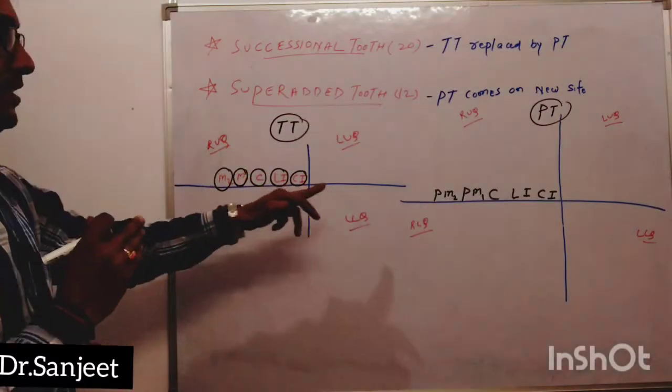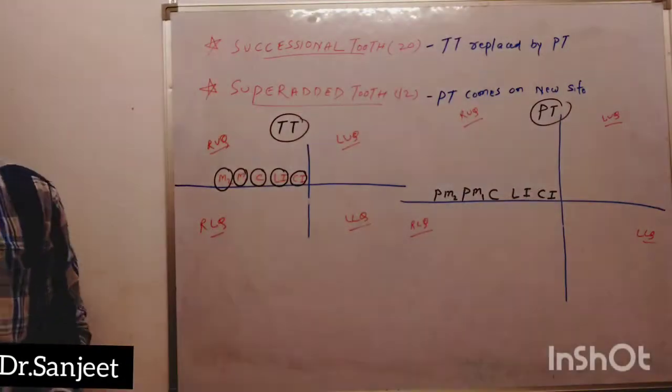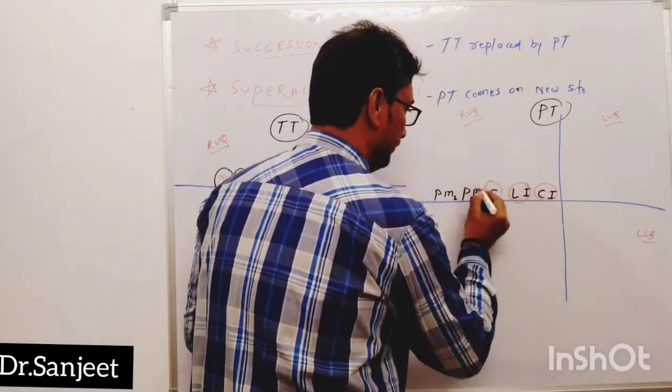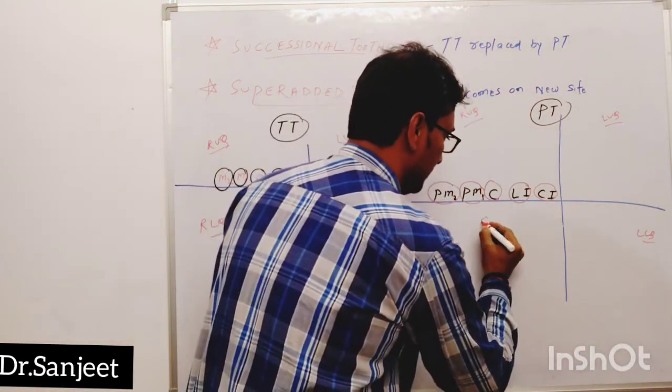So these are the successional tooth. Temporary tooth replaced by permanent tooth is called successional tooth.